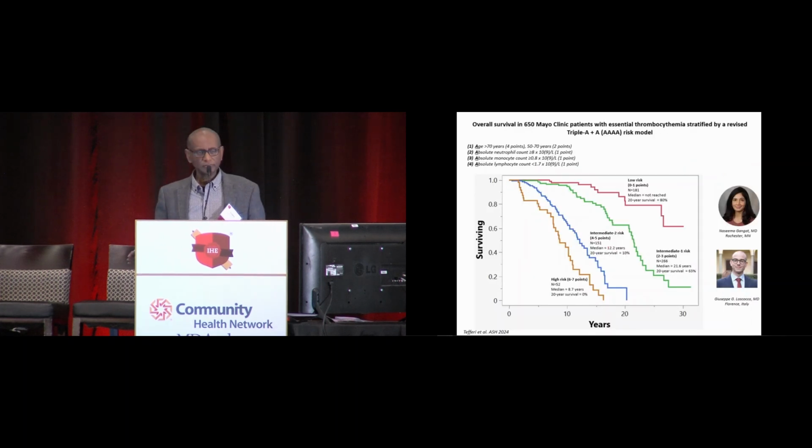Now, how do you prognosticate in CMML? Well, you've heard of IPSET, you've heard of the AAA score. Now we have a new and improved AAA plus A. What's lovely about this score, it's all based on CBC. Nothing else. CBC, absolute neutrophil count, absolute monocyte count, and absolute lymphocyte count. And what's the plus A? Age. AAA plus A, wonderful, and you can distinguish survival.